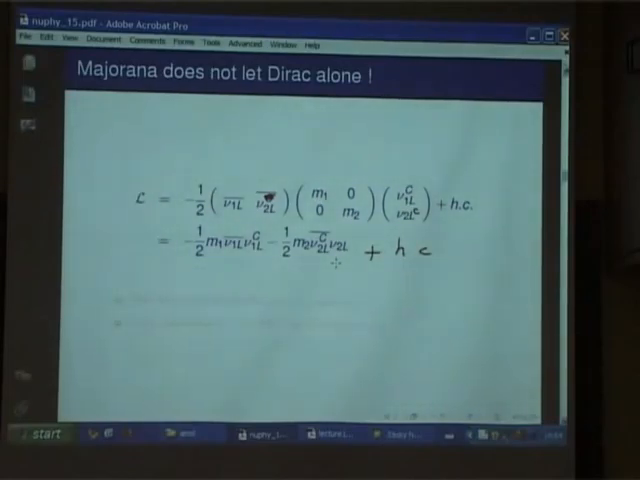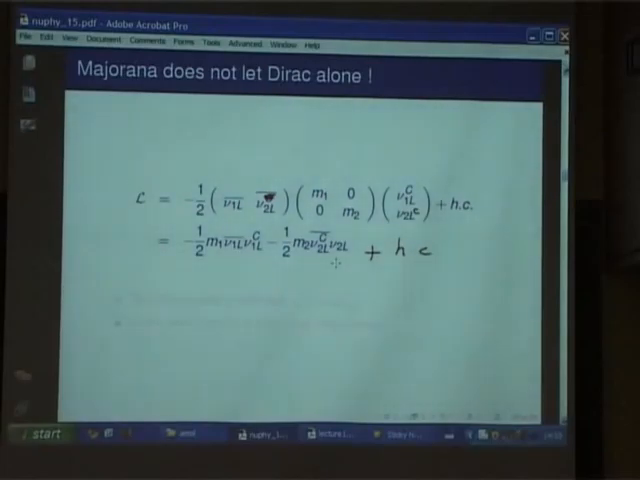So now you can look at this Lagrangian, and you can tell me which particles are Dirac and which are Majorana. Both the terms look like Majorana mass. So what we obtained is two neutrinos, u1 and u2, both of which are Majorana.